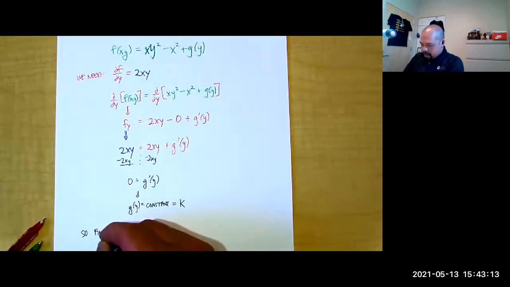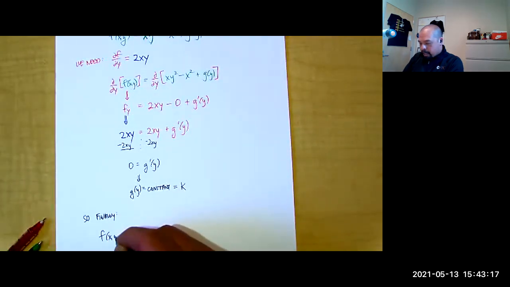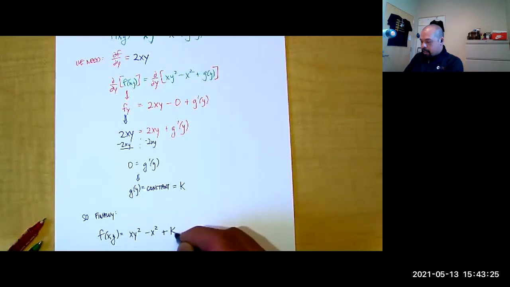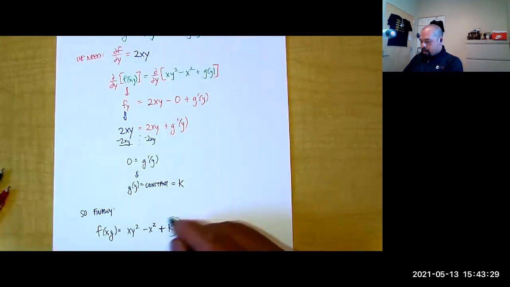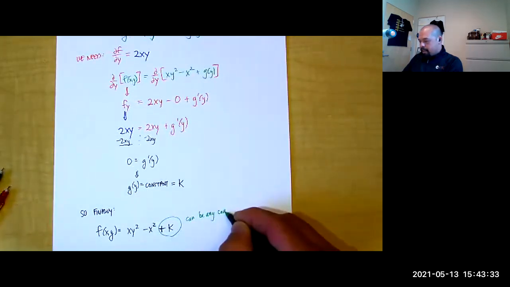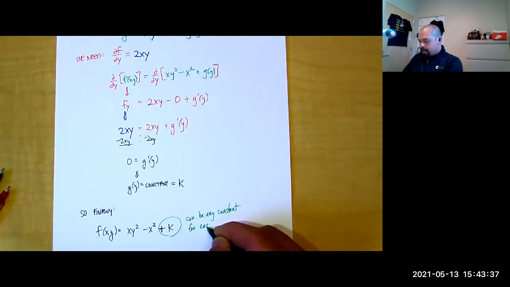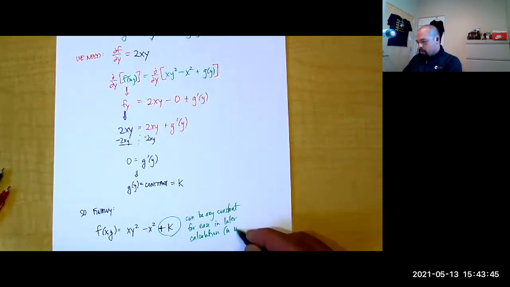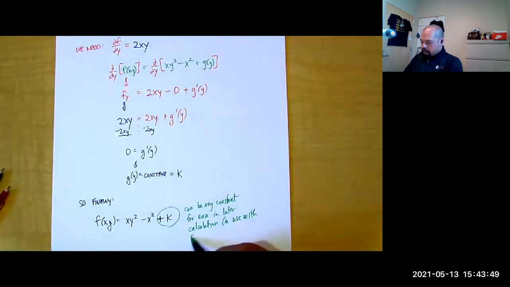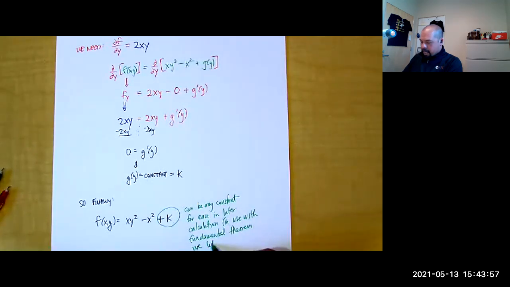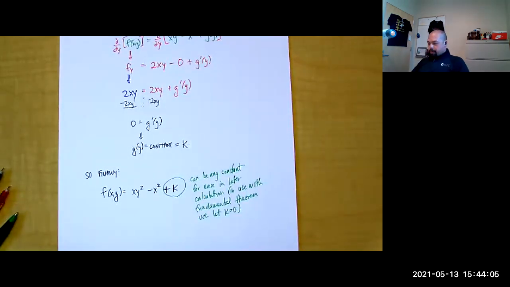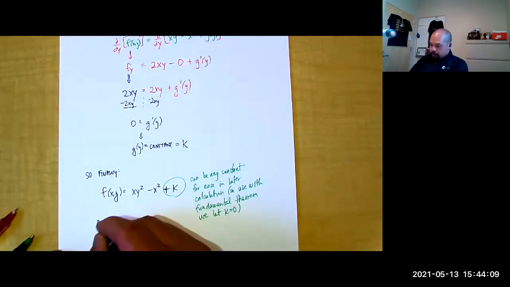So finally, our function f of x, y, that potential function, is xy squared minus x squared plus k. This can be any constant. For ease in later calculation, when we actually use it in the fundamental theorem, we let that constant be equal to zero. But really, we can keep it like our indefinite integral from before, some constant there, but we can let it go.